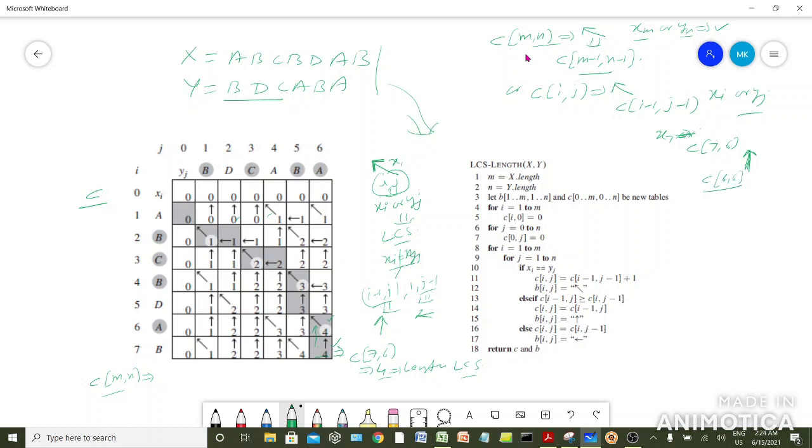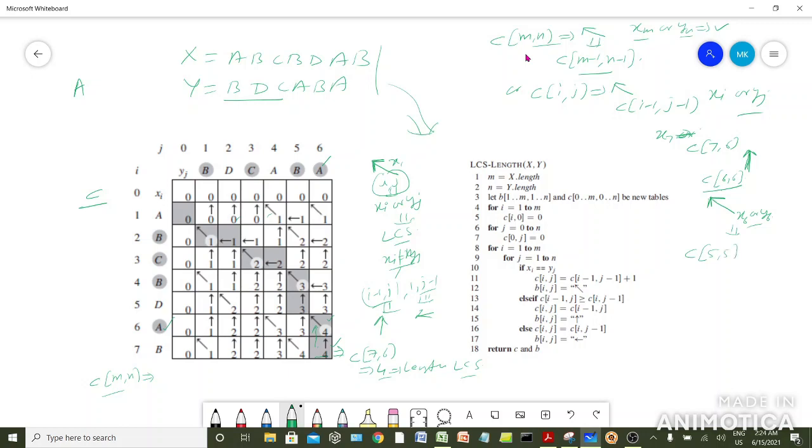Now observe the nature of the arrow contained within 6 and 6. Now it is diagonal. If it is diagonal, it means x of 6 or y of 6 we can include. So x of 6 is a, y of 6 is also a. This entry is equal to a and this is also equal to a. So choose either of them. It means the last part of the LCS is a. Done. And there was a diagonal arrow, so we need to move to C of 5 and 5.